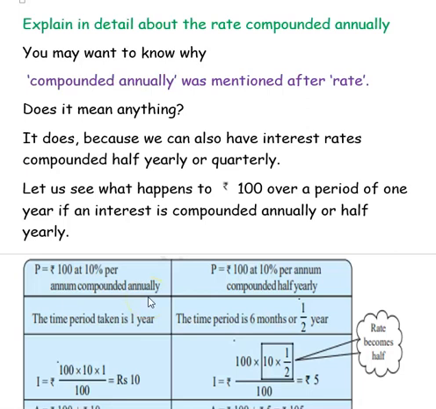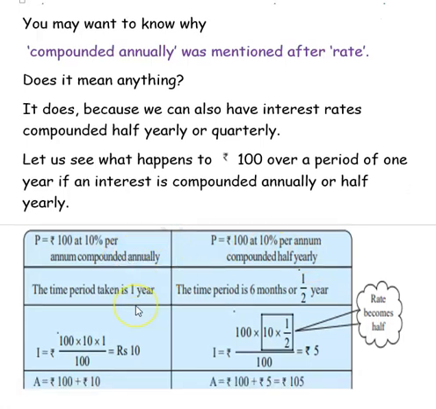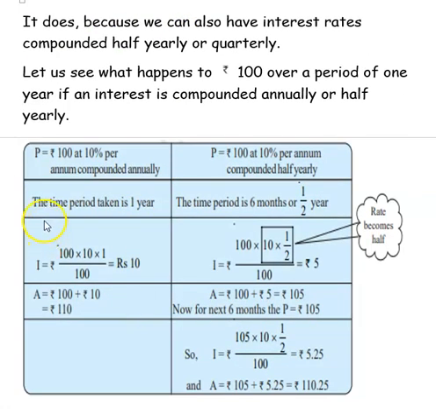Okay. So you are going to find the rate of interest for 1 year for ₹100 at 10%. The same principal, ₹100 at the same rate 10% compounded half yearly. So you are calculating the interest for half yearly, that is for 6 months in one case, and then for 1 year in the other case. Okay, first we will see 1 year. So, here the time period taken is 1 year.